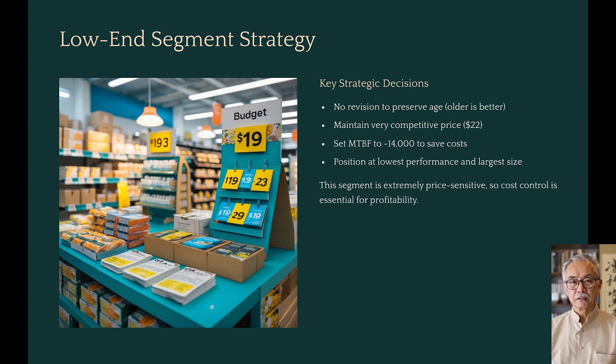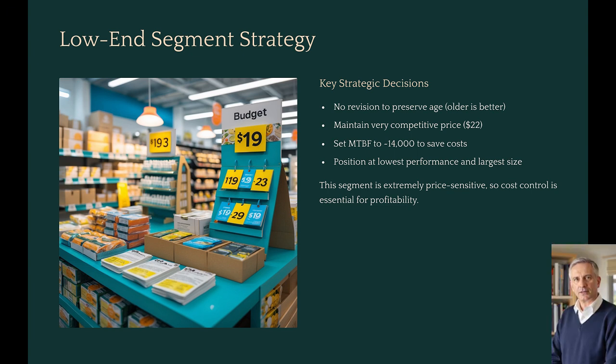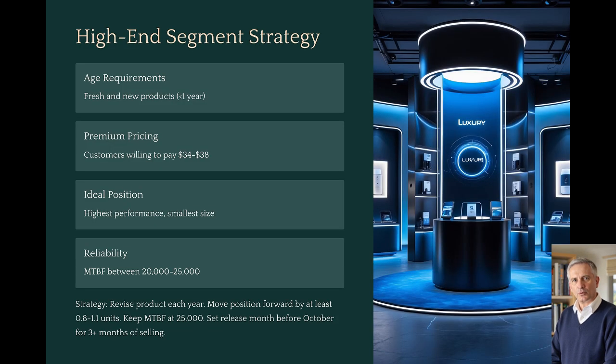3. High-end segment. Age: fresh and new, less than 1 year. Price: customers are willing to pay premium, $34 to $38. Ideal position: highest performance, smallest size. Reliability: 20,000 to 25,000. Strategy: revise product each year. Move position forward by at least 0.8 to 1.1 units. Keep MTBF at 25,000. Set release month before October for 3+ months of selling.